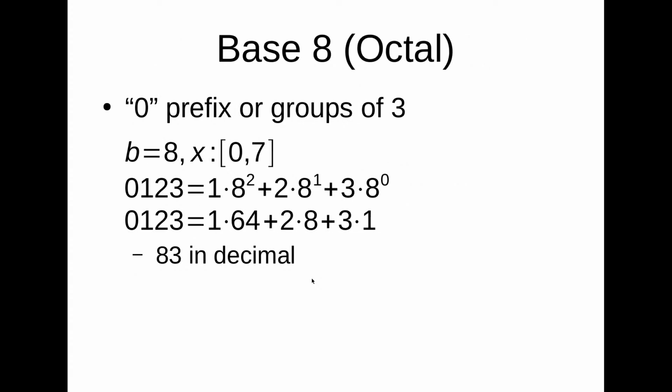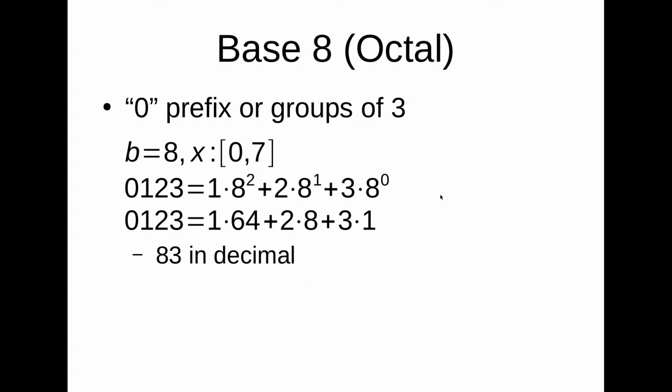Another base that's used is base 8 or octal. It's not used as much anymore. It was a lot more common when you didn't have a nice even number of bits for the word length, so you had like 36-bit memory or something like that. And these are going to have a 0 prefix, or it'll be in groups of 3. And the digits for octal are 0 through 7.